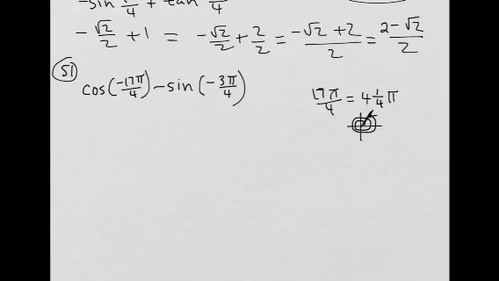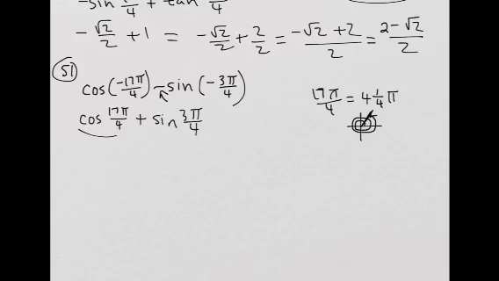Okay, on 51 I'm going to apply the even-odd properties again. So cosine of negative 17 pi over 4 is cosine of positive 17 pi over 4. Remember, the x value doesn't change when you go from a positive theta to a negative theta. Sine of negative 3 pi over 4, on the other hand, it does change to the opposite. So there's already a negative right there, so that becomes plus sine of 3 pi over 4.